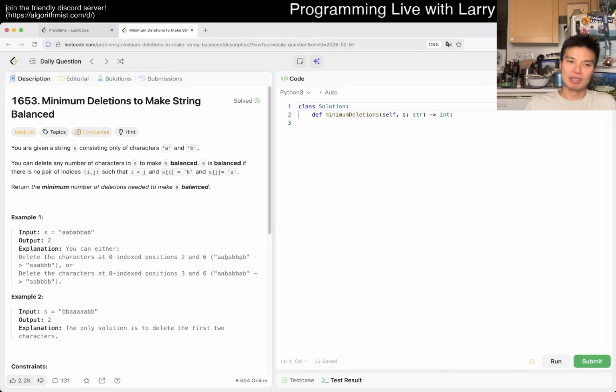Today we have 1653, Minimum Deletions to Make String Balanced. I thought we did something similar, but I guess they just call everything balanced for no reason. Anyway, yeah, hope everyone's doing okay.